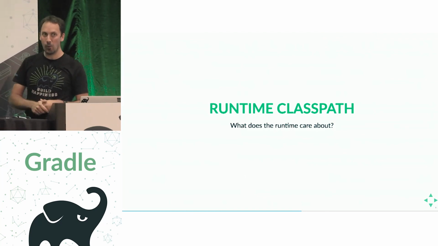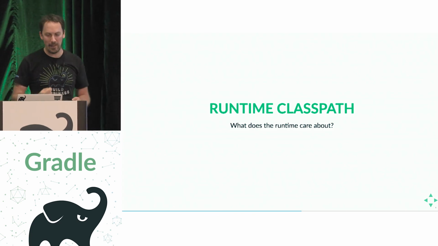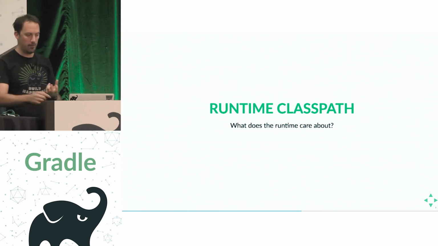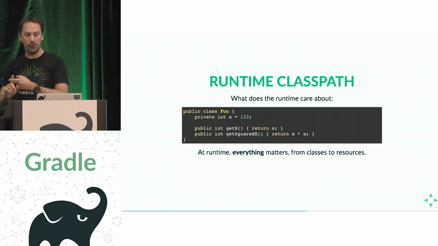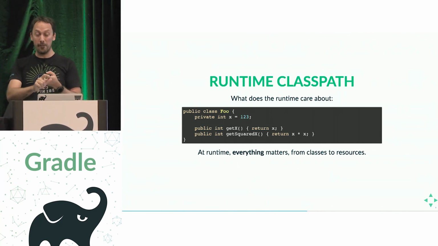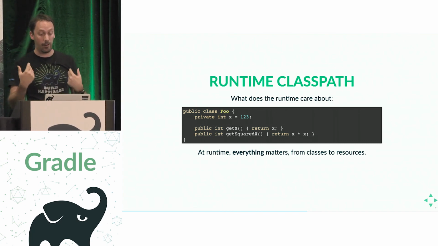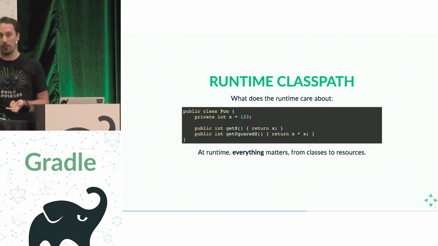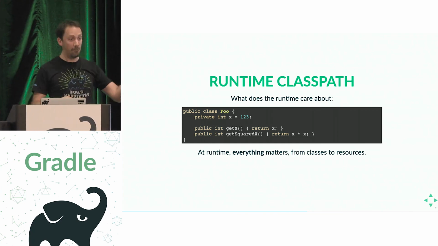On the other hand, once we run the application, then we have a different class path. We have the runtime class path. And what does the runtime care about? The runtime cares about everything. It needs to know about everything. It needs to know about the classes, the value of the constants, the method bodies, etc., etc. And it has to know about the resources potentially on the class path. So runtime needs to know everything. So we have to compute a different signature.